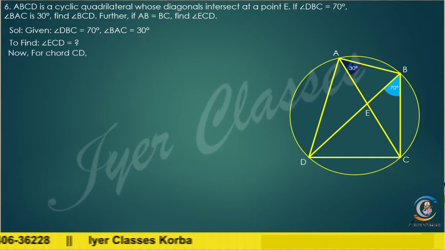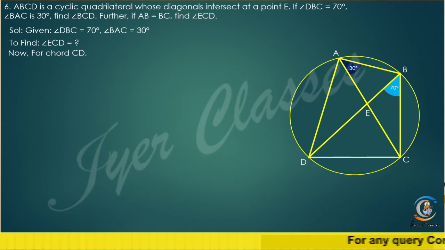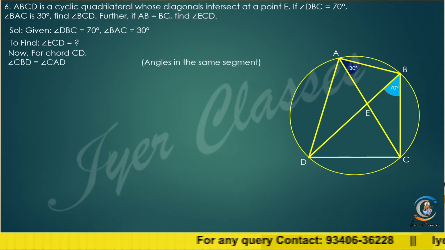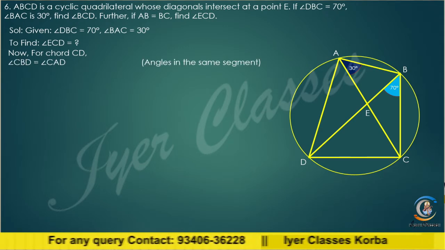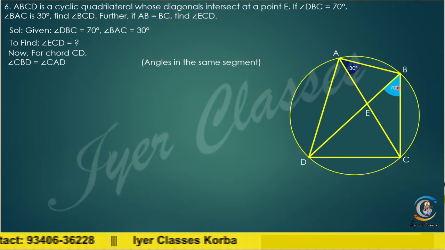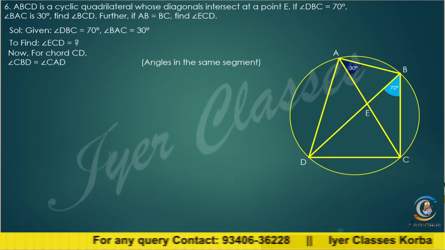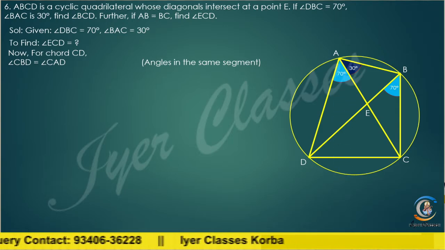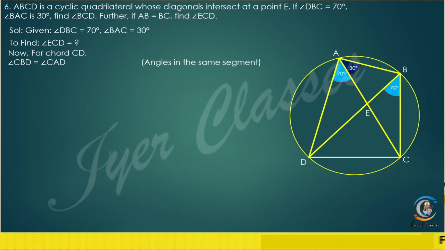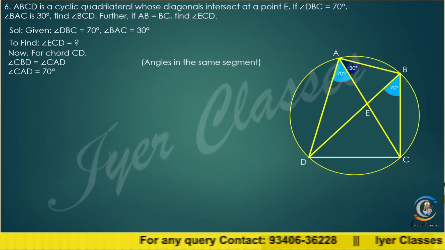You are supposed to find out the angle ECD. Now to find ECD, we'll take the chord CD. Angle CBD, this light blue angle, and angle CAD, this angle, both are equal because they are formed on the same segment. So both are in the light blue color. If one angle is 70, the other angle is also equal to 70. So CAD is equal to 70 degrees.